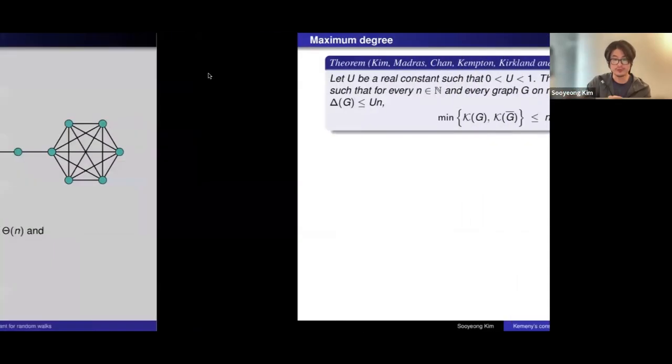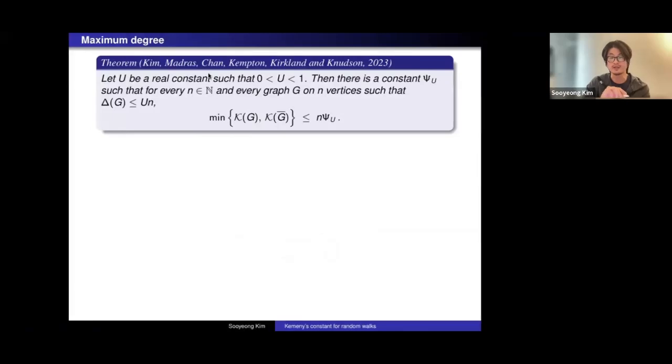Okay, so let me introduce some result regarding maximum degree. In this result, we have some real constant, which is between 0 and 1. Then this theorem says that if the maximum degree is bounded above by a constant times n, then one of the two Kemeny constants here is going to be bounded above by some constant times n. So this is quite strong. The proof of this is 7 pages long, so I'm not going to go over the details.